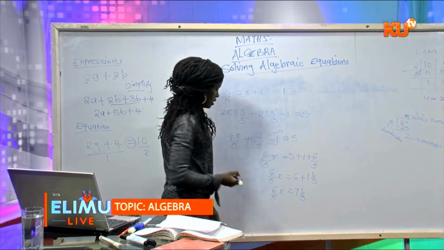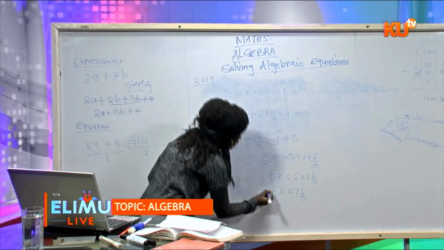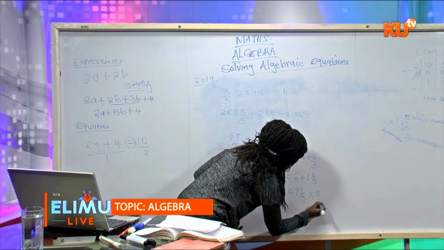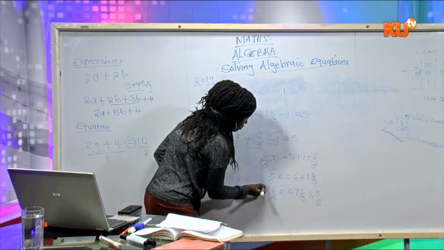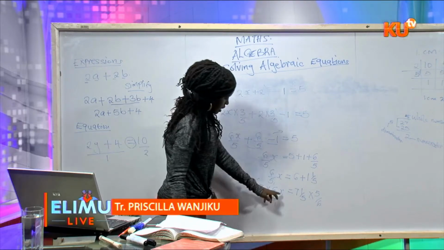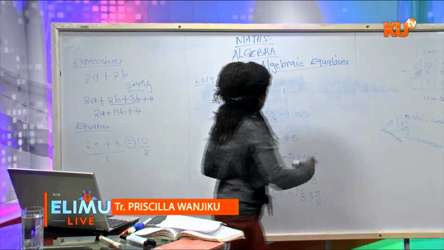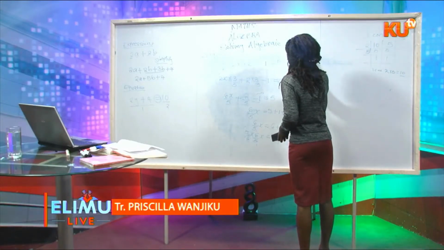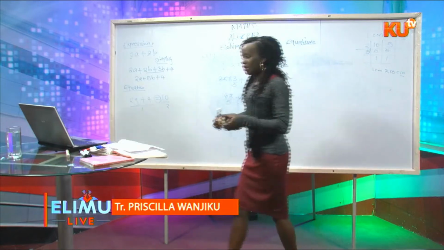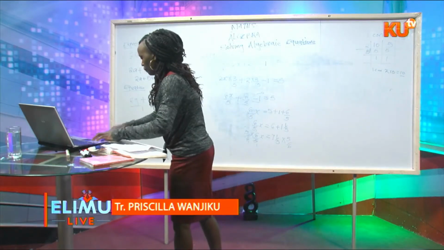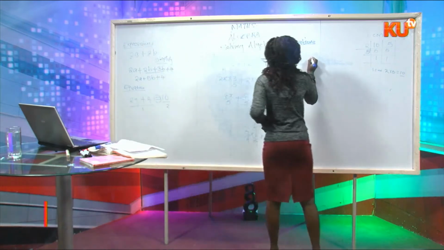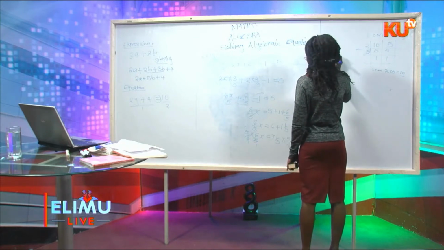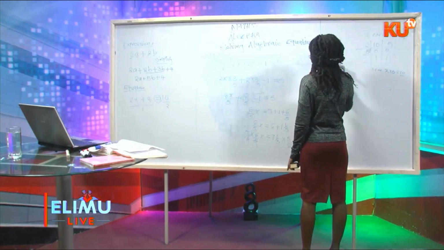We want to get the value of x. So we multiply by the reciprocal here, 5 over 6. The other side, 5 over 6. So by 5, 1, by 5, 1, by 6, 1, by 6, 1. So this side I have remaining x. So x is equal to 7 and a fifth times 5 over 6.